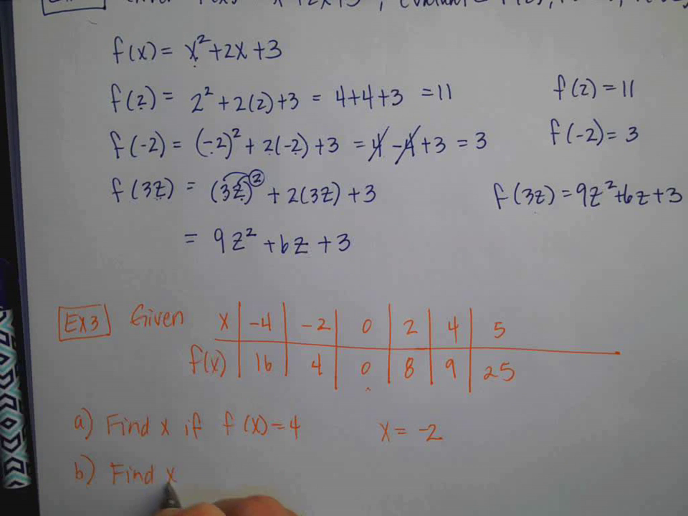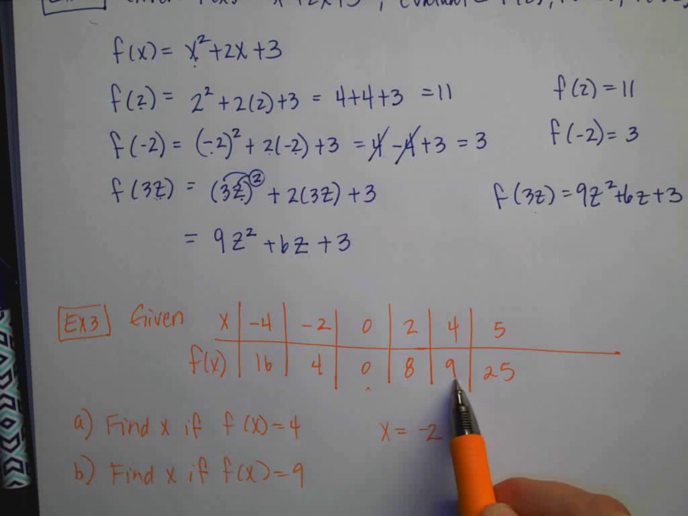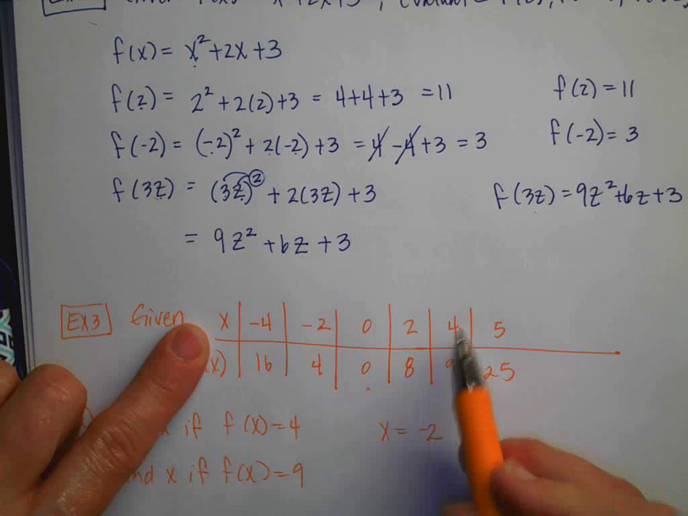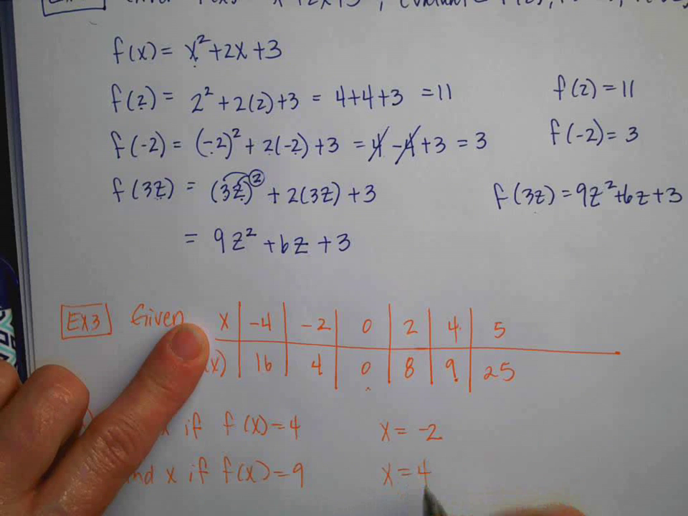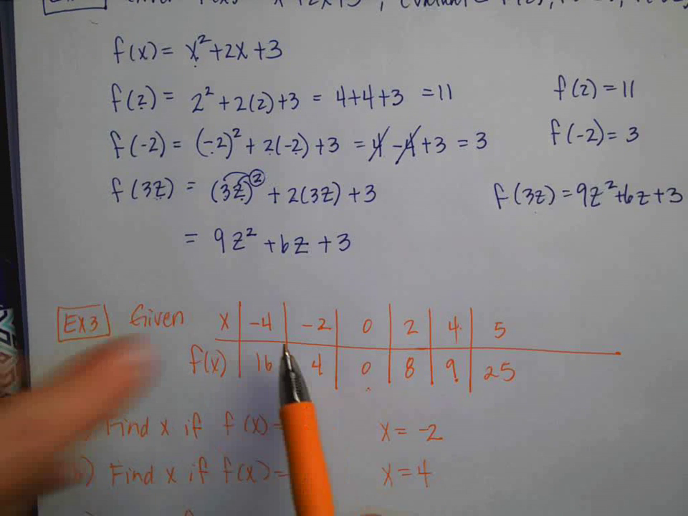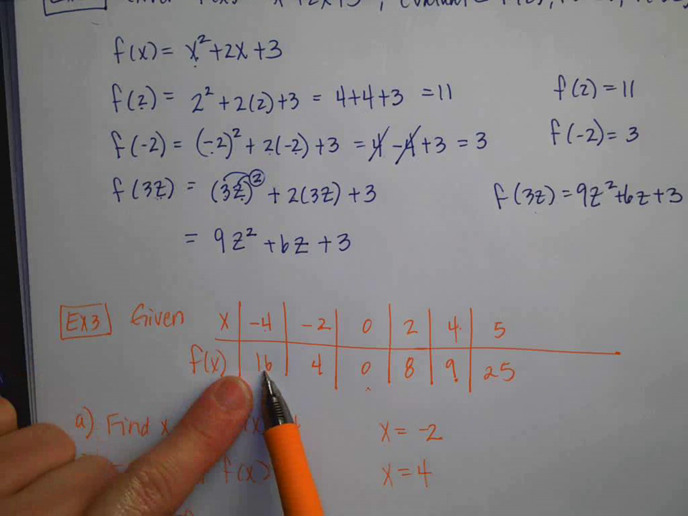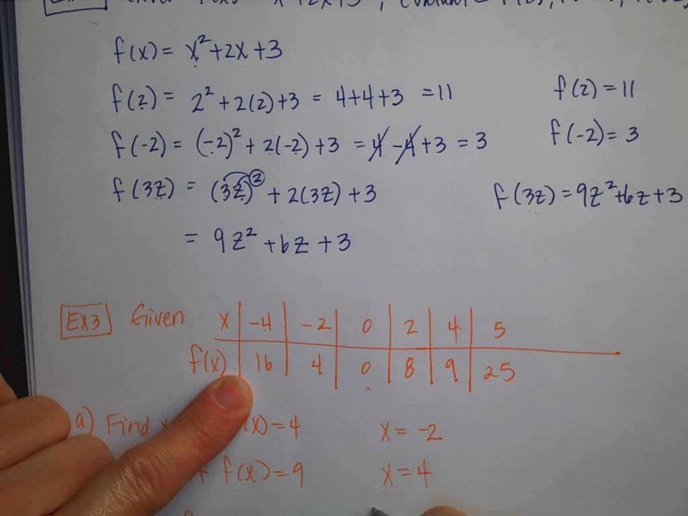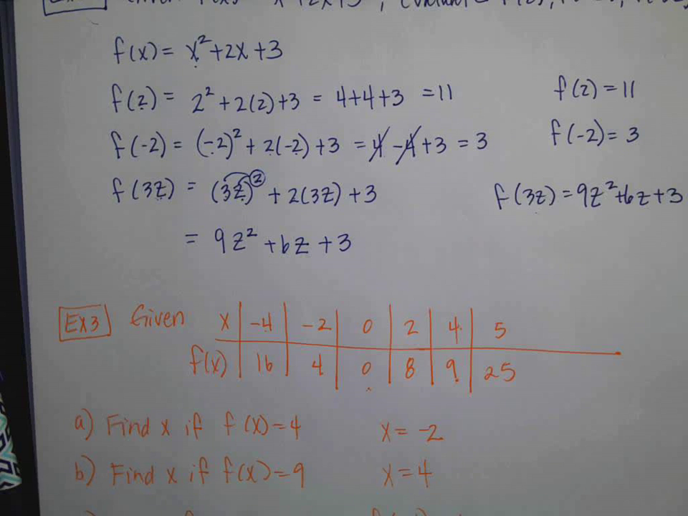For b, I want to find x if f of x is equal to 9. Well, in the table, here's where f of x is equal to 9. So that means that x is equal to 4. And then for c, I want to find f of a negative 4. So negative 4 is going to be my input. This is my output. So f of a negative 4 is equal to 16.